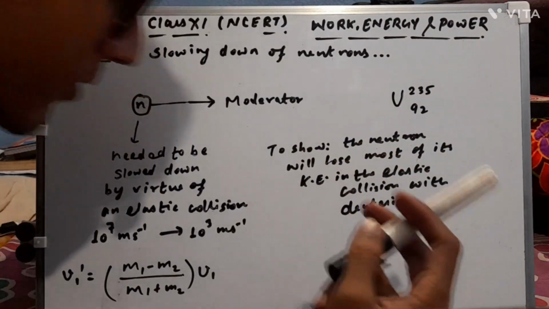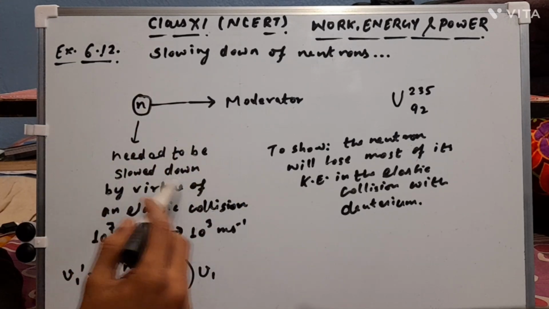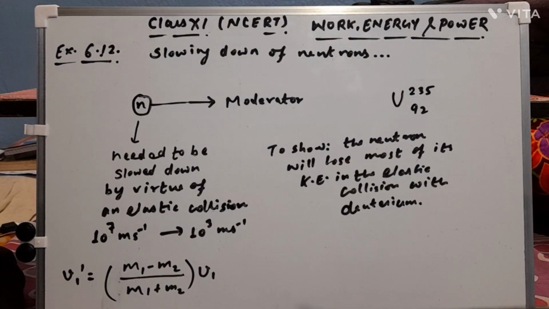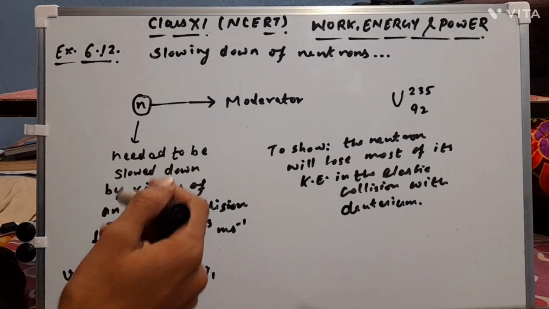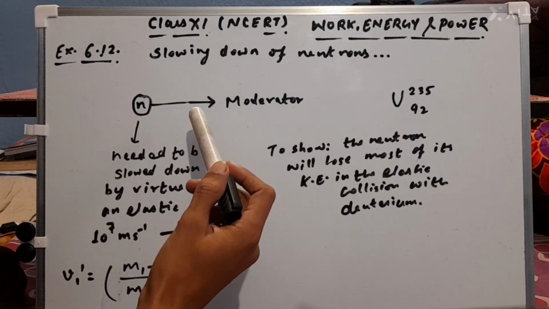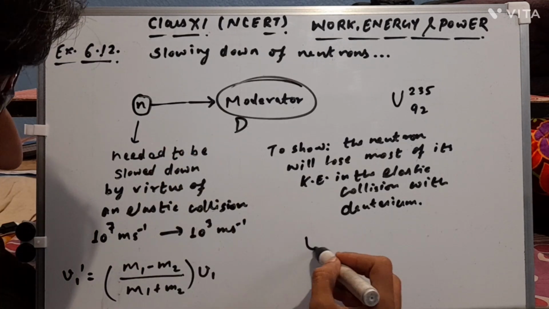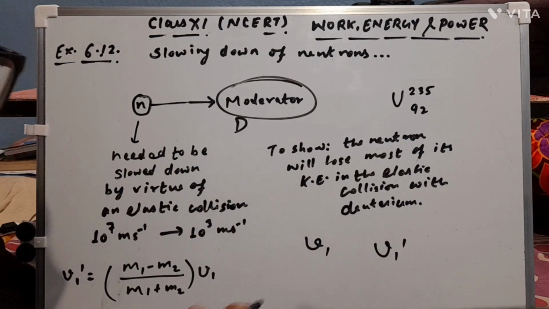So it's related to slowing down of neutrons, and I have just made this question very small here. So here is the neutron which needs to be slowed down by virtue of an elastic collision, because it is believed that in an elastic collision most of the kinetic energy will be lost. It needs to be slowed down from a typical speed of 10 to the power 7 meter per second to 10 to the power 3 meter per second with the help of an elastic collision with a moderator, which is basically deuterium, and then it will collide with uranium. So we will consider its initial speed to be v1 and its final speed to be v1 dash.